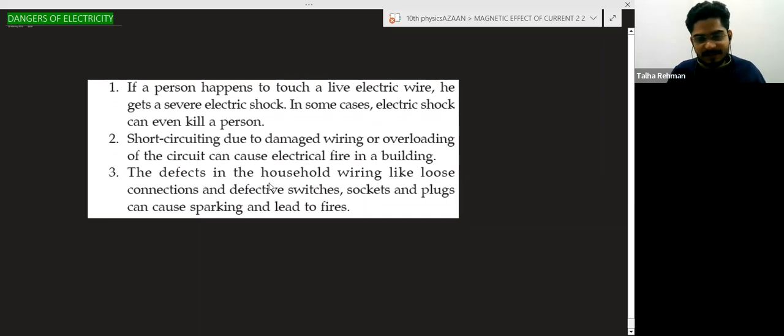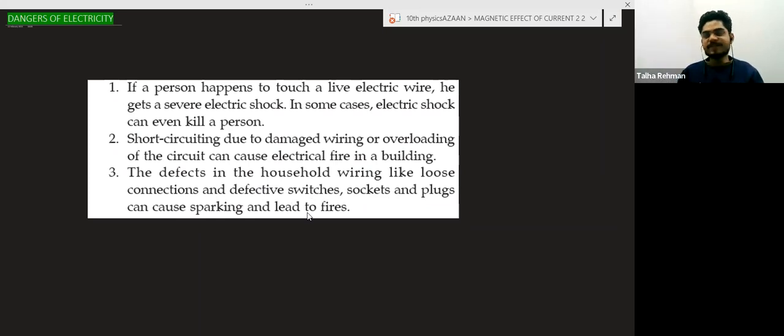And number third, defects in household wiring, like loose connections and defective switches, sockets and plugs, can cause sparking and lead to fire. There can be sparking due to poor electric circuits, and due to that also there may be fires.